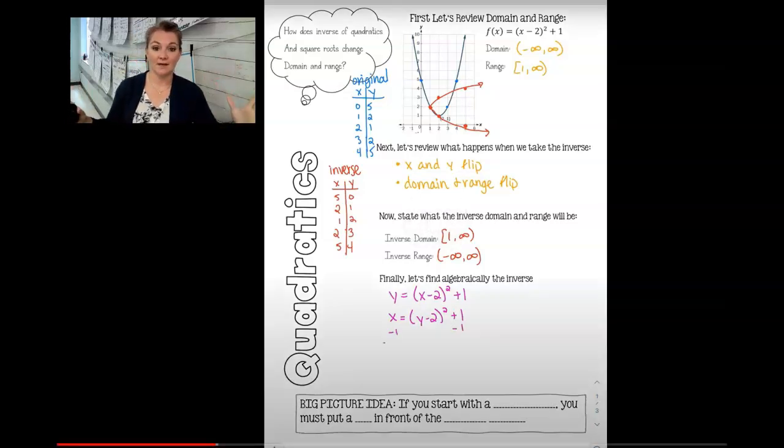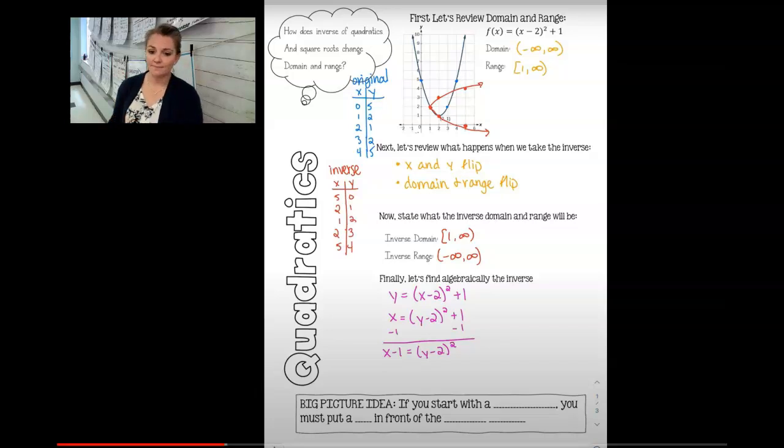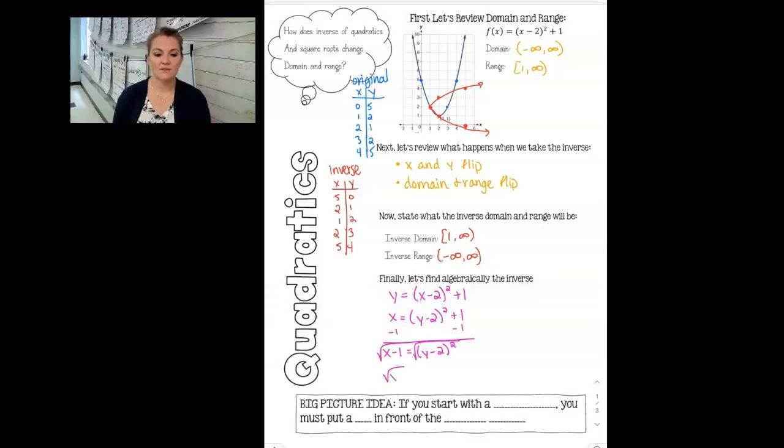Got to get y by itself. So I'm going to subtract 1 on both sides. So I have x minus 1 is equal to (y minus 2) in parentheses squared. Now what's farthest away from the y is that squared. How do you undo a squared? You take the square root. So take the square root of both sides. So I have the square root of x minus 1 is equal to y minus 2.